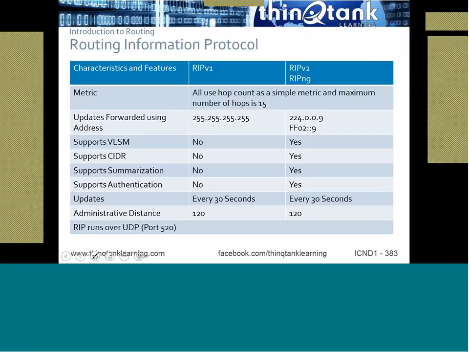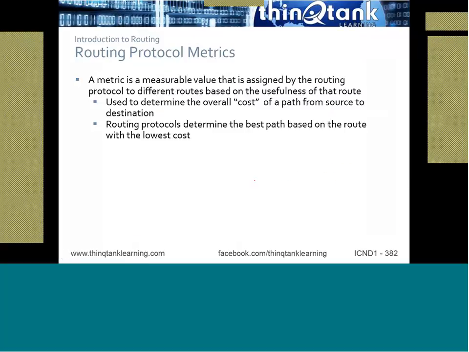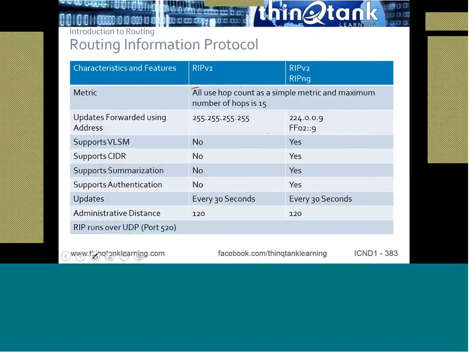All right, RIP version 1, RIP version 2, RIP version next generation. As we discussed before, the metric that is used is hop count. Now, from a scalability standpoint, we can only go 15 hops away in RIP. That's not very scalable. If the destination I need to reach is more than 15 hops, then we can't use RIP.